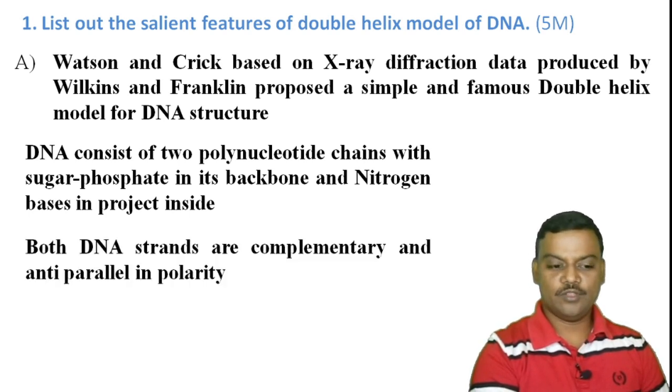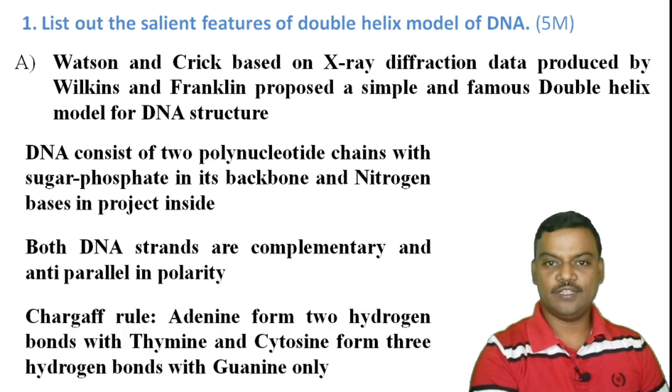In the DNA molecule, both strands are complementary to each other. Along with that, these two DNA strands are present in anti-parallel direction. That means one strand runs from 5' to 3' end, and the other strand runs from 3' to 5' end. The very most important point, Chargaff's rule. According to Chargaff's rule, between the two DNA strands, hydrogen bonds are present between purines and pyrimidines. Adenine forms 2 hydrogen bonds with thymine only. Cytosine forms 3 hydrogen bonds with guanine only.